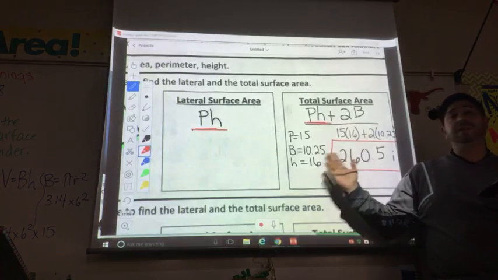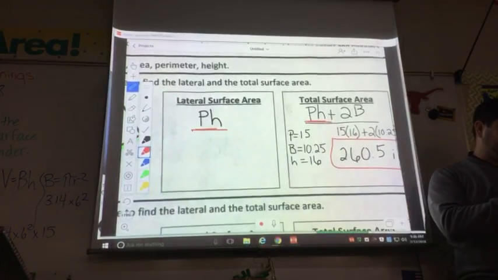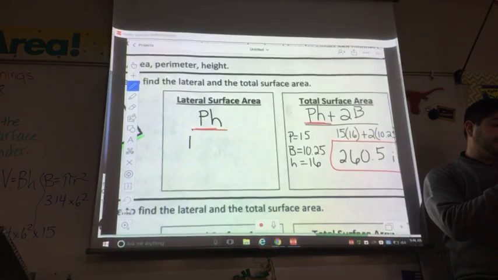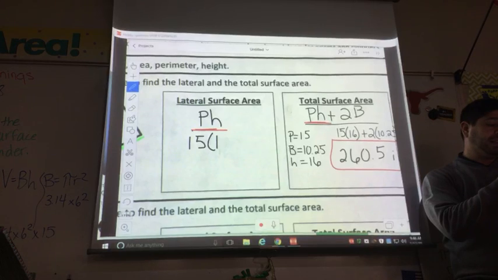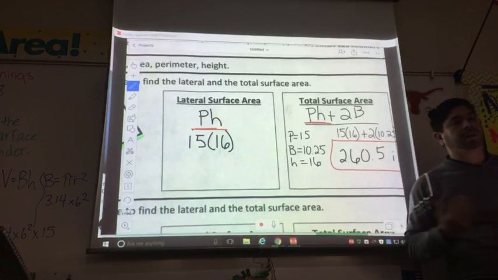Yes. So all I have to do is copy down this part of my formula, which is 15 times 16. So that's kind of why I do the total one first. So we have 15, which is the perimeter of the base, times the height, which is 16. So you just put that in your calculator.